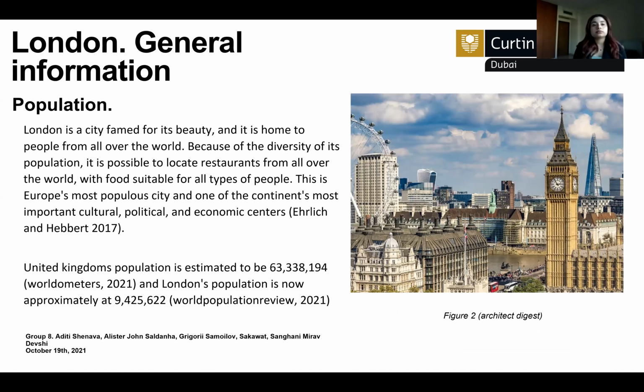Population. London is a city well known for its beauty. It is home to several people from all over the world. Due to the diversity of its population, you can find restaurants from all over the world. The population of UK is estimated at 64 million, and London's population is now approximately 9.5 million. Next, please.